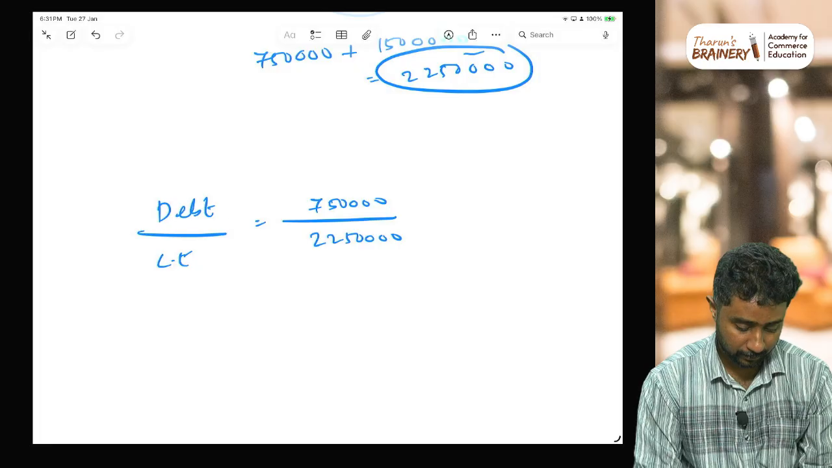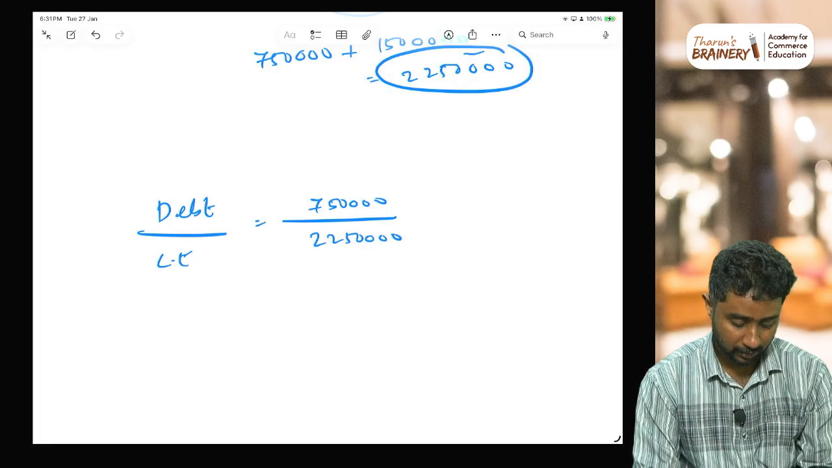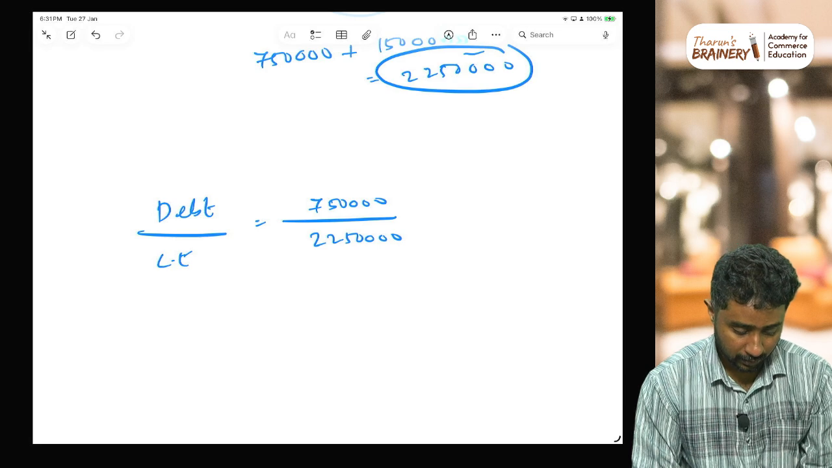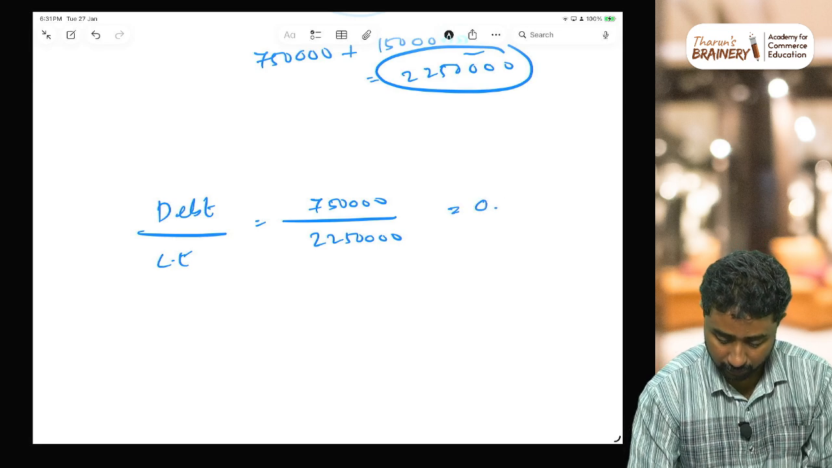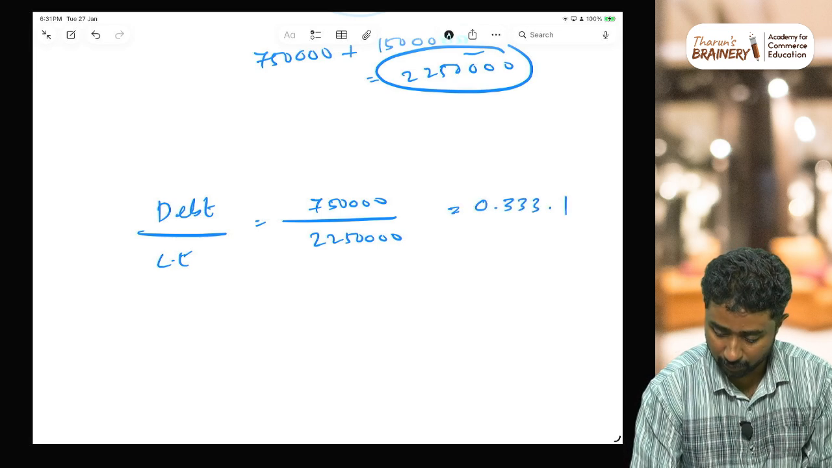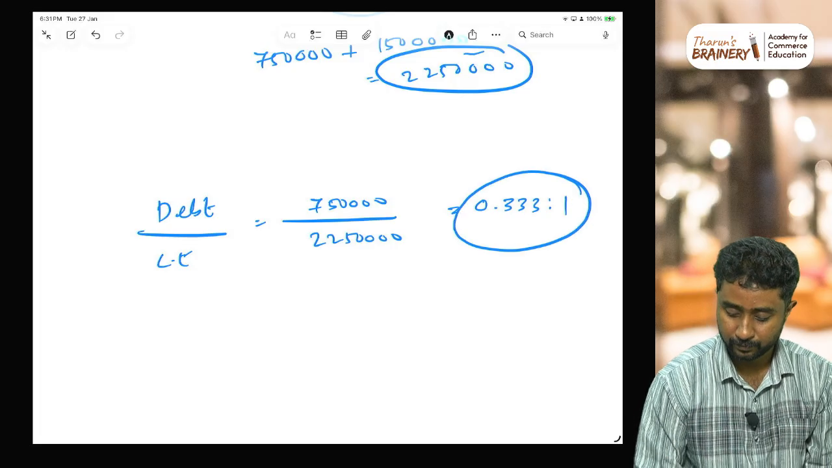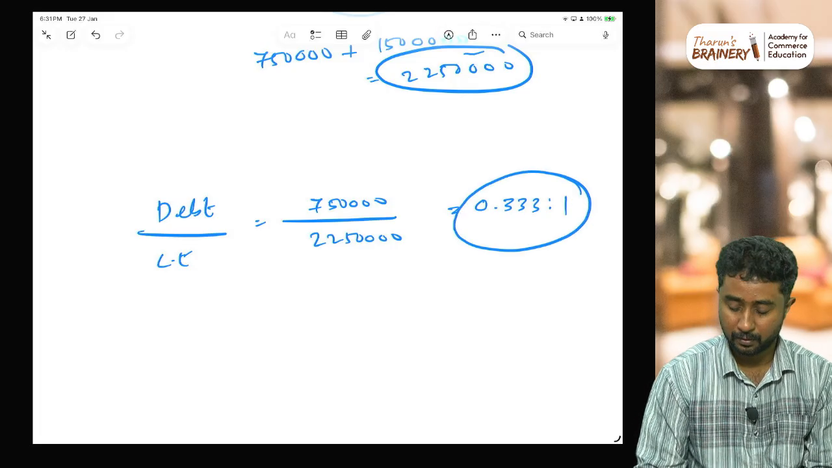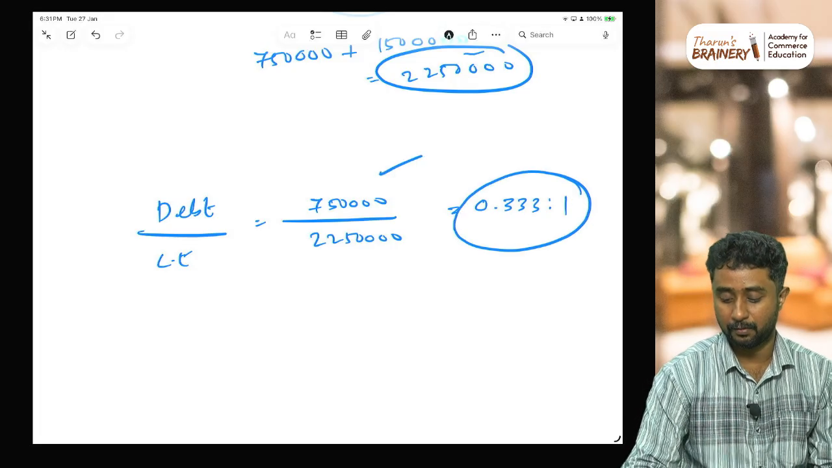How much will you get? 7,50,000 divided by 22 lakhs 50,000. You will get 0.33 is to 1. So this is the value for debt to capital employed.